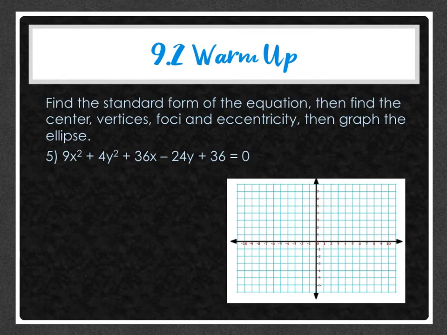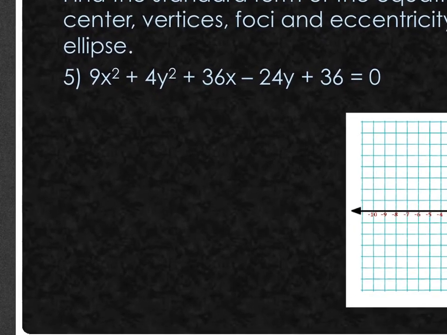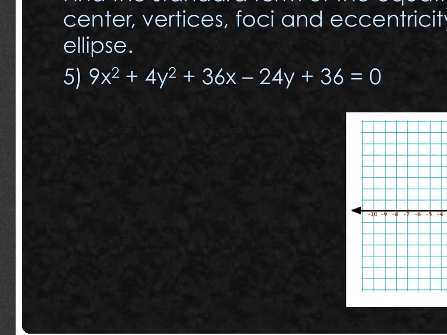All right, then the last one, and this is good because this is good practice for both 9-1 and 9-2 because we have to complete the square. So find the standard form of the equation, then find the center, the vertices, the foci, eccentricity, and graph the ellipse. So this is putting everything together based on the equation. So I'm going to complete the square twice, once for the x and once for the y, because I have an x squared and an x and a y squared and a y.